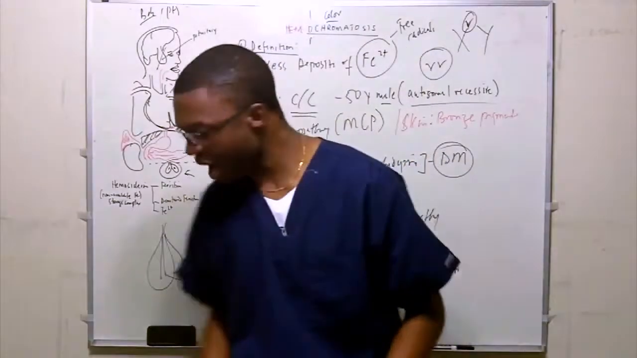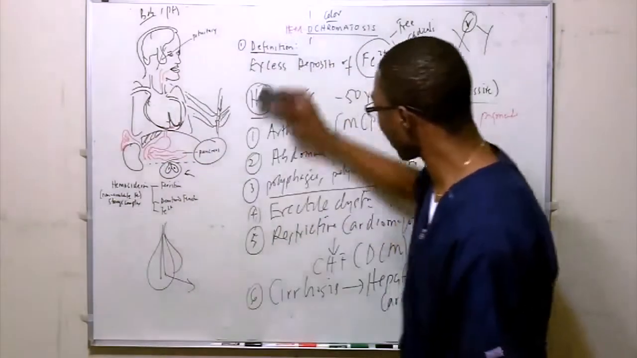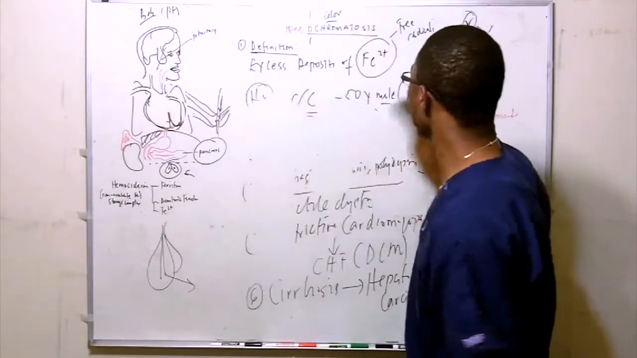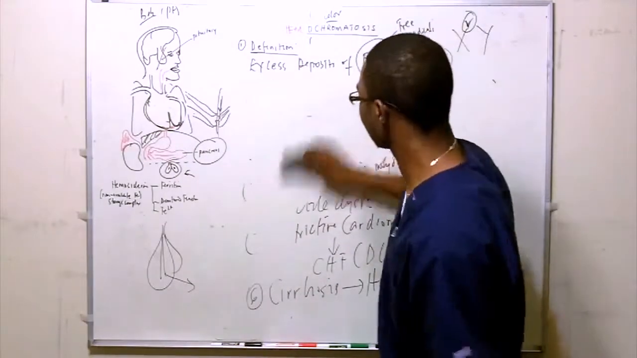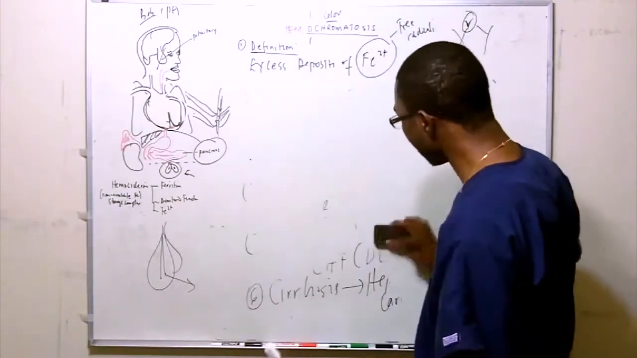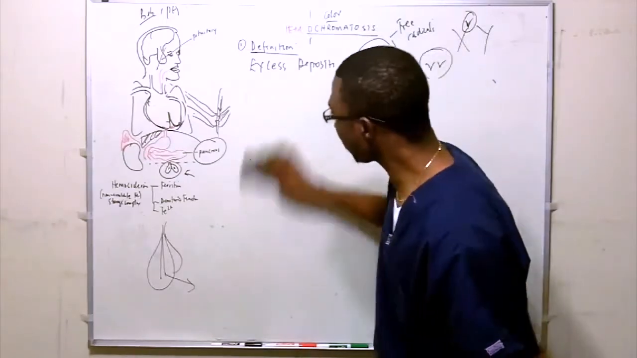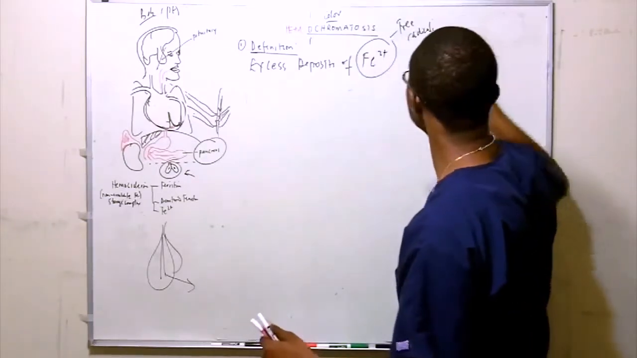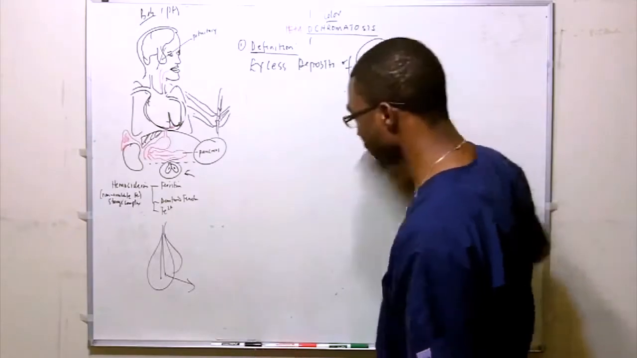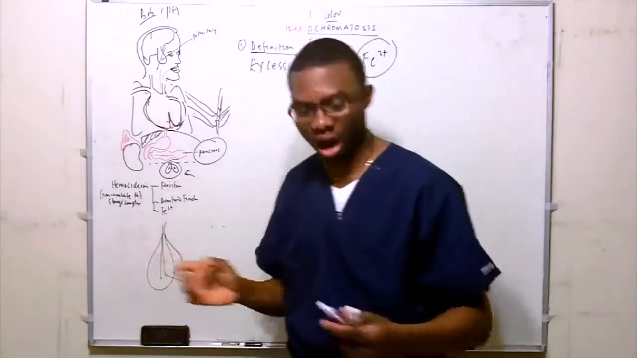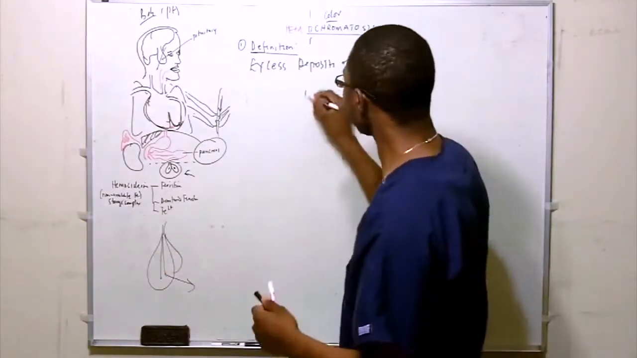So now that we've figured out what they're going to present with, their signs and symptoms, how do we diagnose it? Because that's your job. They don't know what's going on. They don't know they inherited the wrong gene, right? They don't know they have so many free radicals in their body. They don't know they have a lot of iron. So diagnosis.